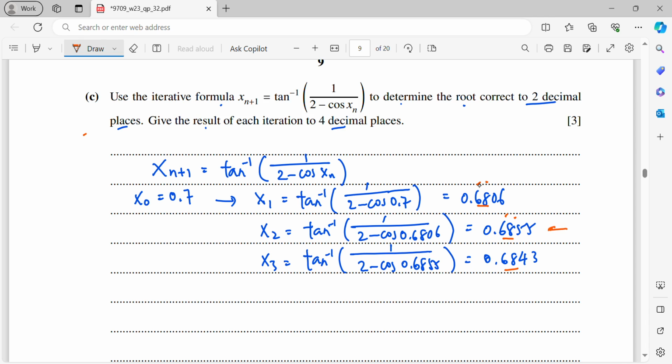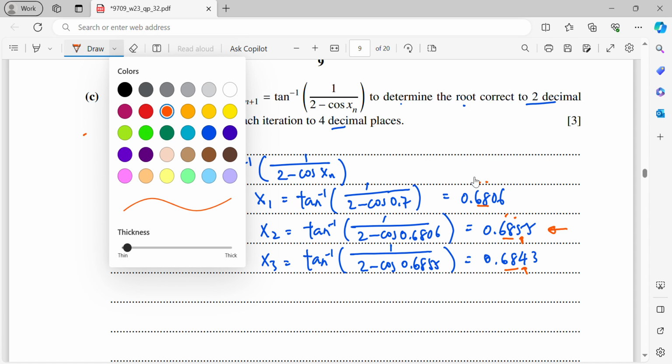So if you stop at x2, then you have to conclude your answer based on the x2, which is 0.69 because the next digit is 5. But then when you count the x3, this is 0.6843. So when you round, it will be just 0.68. So if you are not sure whether you accept 0.69 or 0.68, then you calculate one more value.